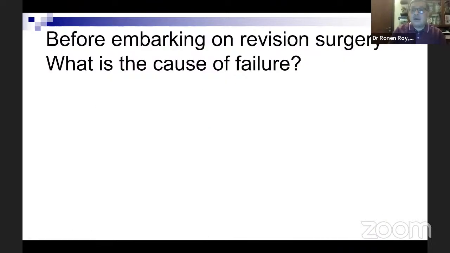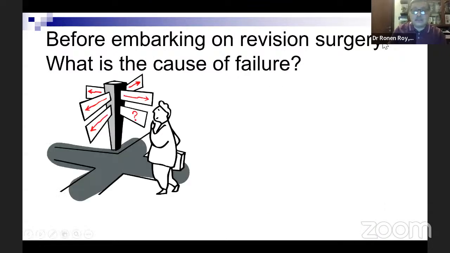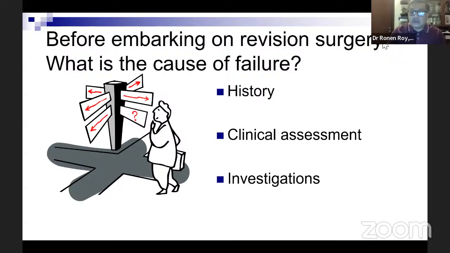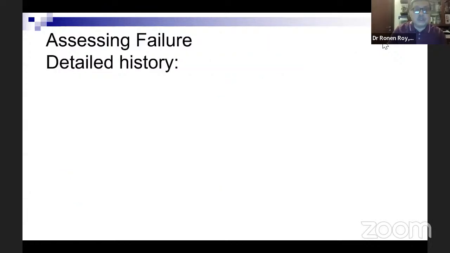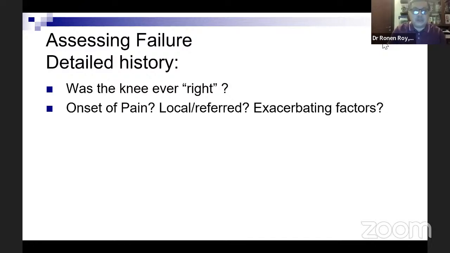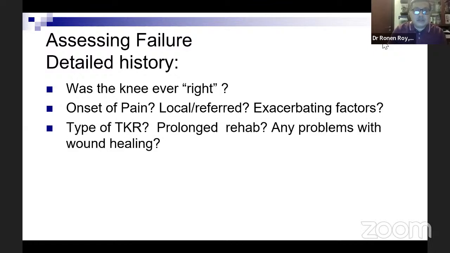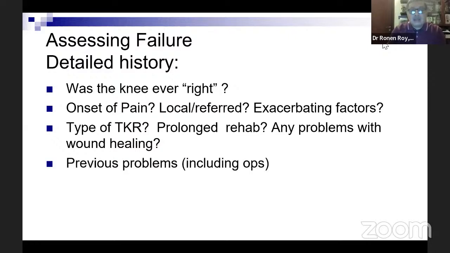But before embarking on revision replacements, it's important to understand what the cause of failure is. And the diagnosis of the cause is usually done by the history, the clinical assessment, and investigations on the patient. So it's important to take a detailed history. Was the knee ever right from the time of the operation? Was there a specific time when the pain started? Is it local or is it referred? Are there any other exacerbating factors in this particular patient? The type of knee replacement that was done, was the rehabilitation prolonged? Were there any problems with wound healing?